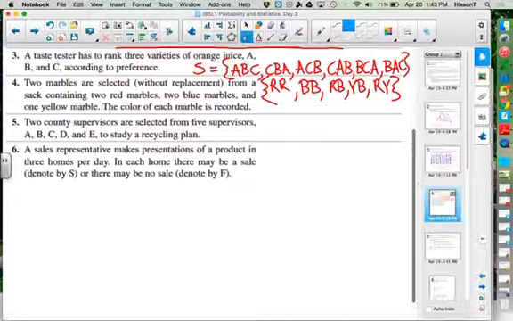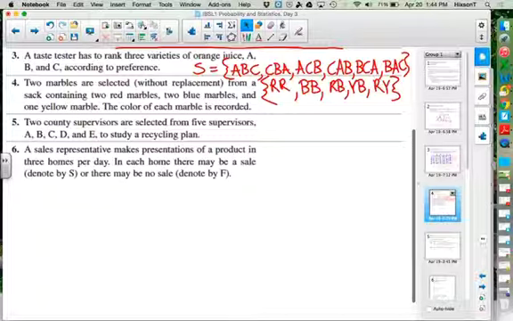Now, number 5, think about this one. 2 county supervisors are selected from 5 supervisors. Okay? If I wanted to figure out how many I could have, it's a combination. 5 choose 2 would be my combination. Alright? There wouldn't be a ton of them, but more than I want to list right now. Okay? So, that's the idea behind finding a sample space. Okay?